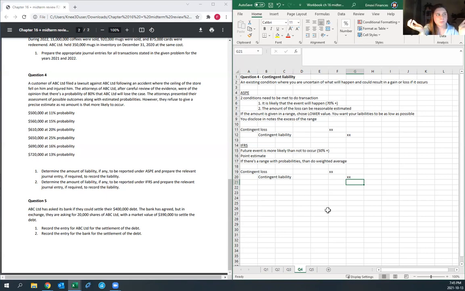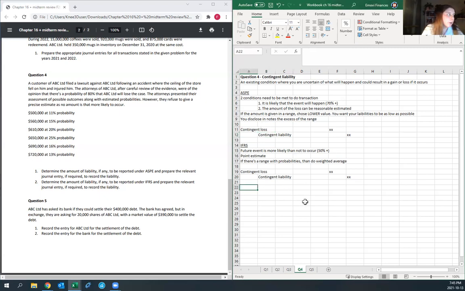We don't know yet. And then anything from that amount, you put it as loss and then liability. For IFRS, it's if it is more likely than not to occur, so it's 50% or more. They should give you a point estimate. If they don't give you a point estimate and give you a range with probabilities, you do a weighted average. And it's the same transaction as for ASPE.